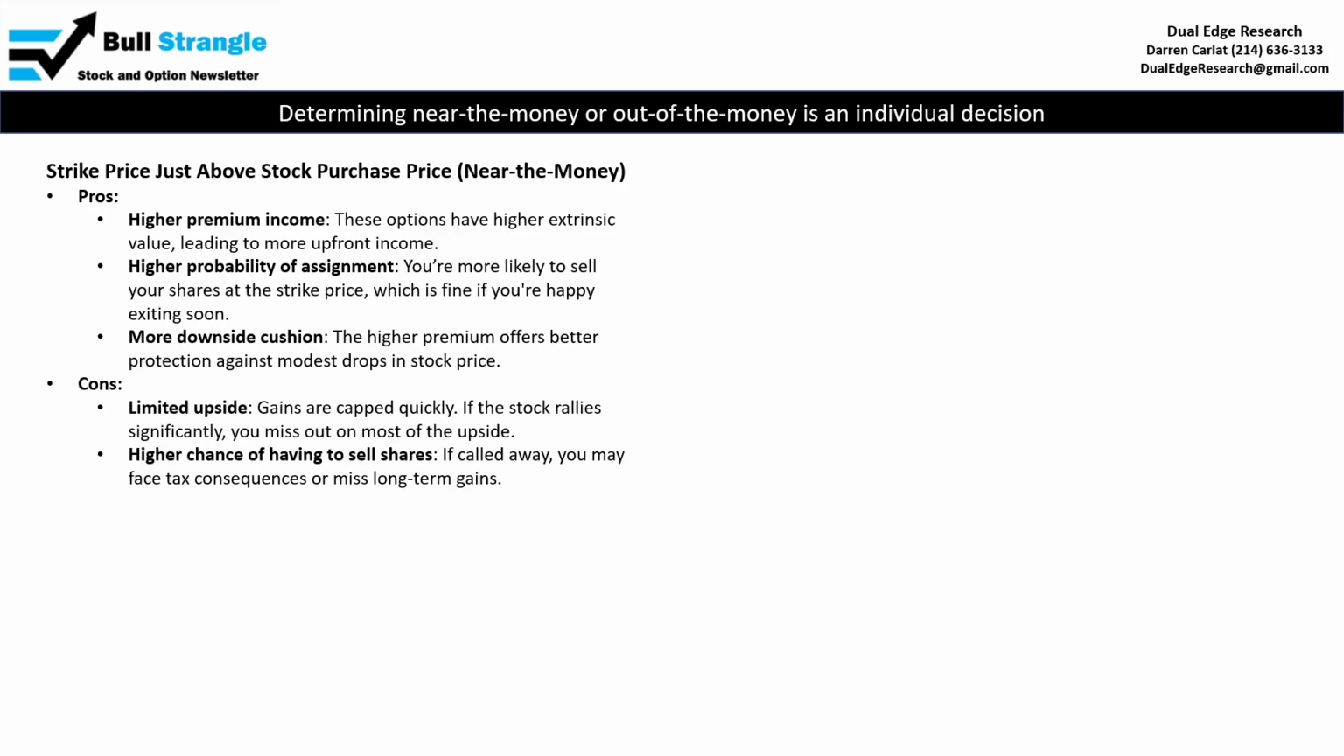Now, the cons to setting your strike price near the money is you do limit your upside. Gains are capped quickly, and if the stock rallies significantly, you will miss out on most of that upside. Now, I talked about this on the previous slide. This is going to happen, and you're going to kick yourself when it happens, but I want to remind you that this is the best case scenario.